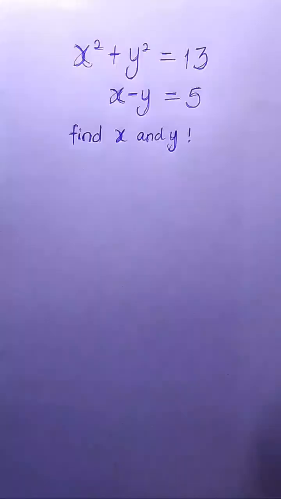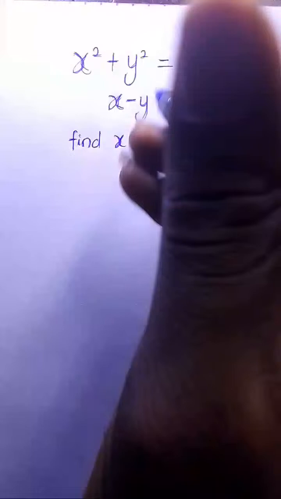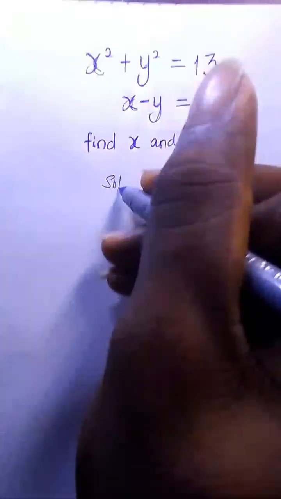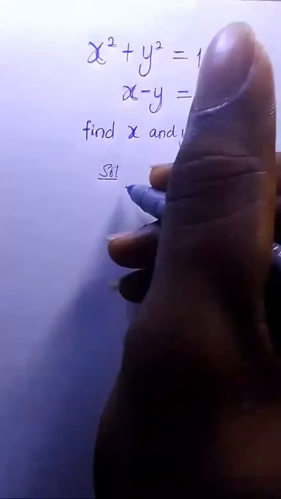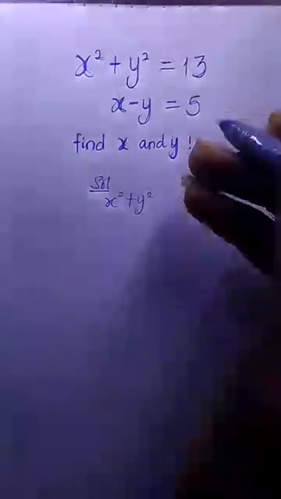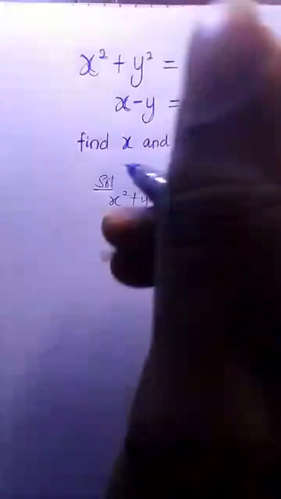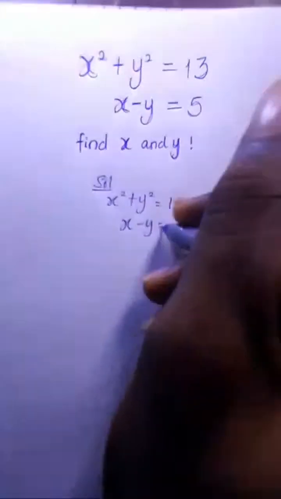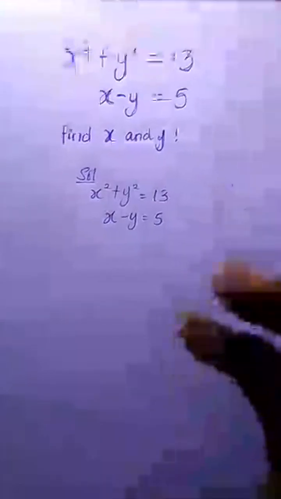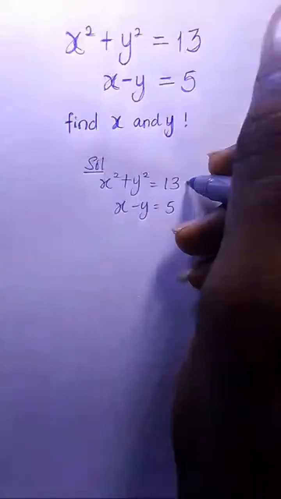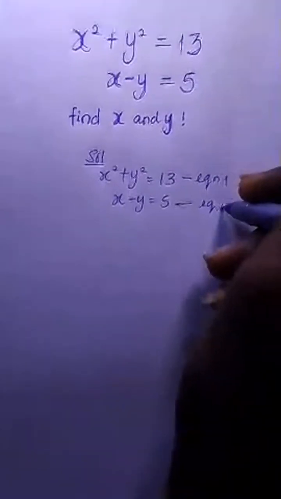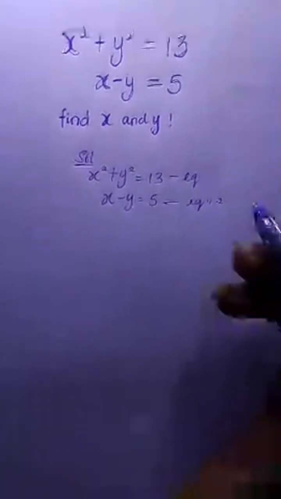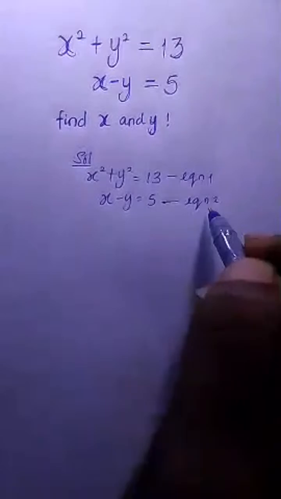Today we have a very interesting question. So, solution. We have x squared plus y squared equals 13, and we have x minus y equals 5. Find x and y. First we'll term this as equation 1, and this as equation 2. So we have equation 1 here and equation 2.